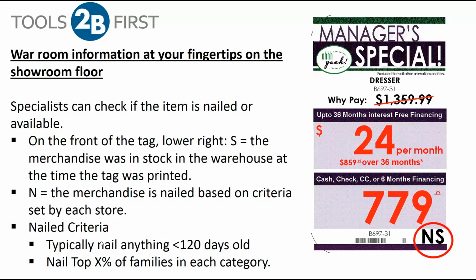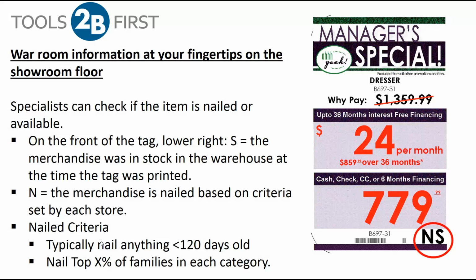It's recalculated every night. We do a nightly download. Okay. So we have the N, which is the nail criteria, and then the S means it's in stock. The merchandise was in stock in the warehouse at the time that the tag was printed. And in our specific case, and there are many companies and clients that also do this, they're running promotions every 3 or 4 weeks. So that's how often we retag the store.